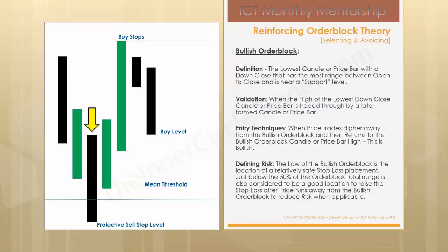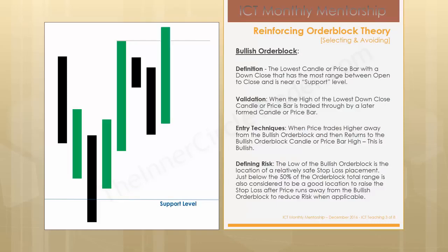And your protective sell stop is going to be below the bullish order block's low, or below the close. Now at this point, depending upon where that low is, it could be the low of the wick, but primarily you're going to be looking at the low formed by the close of the body of that candle.